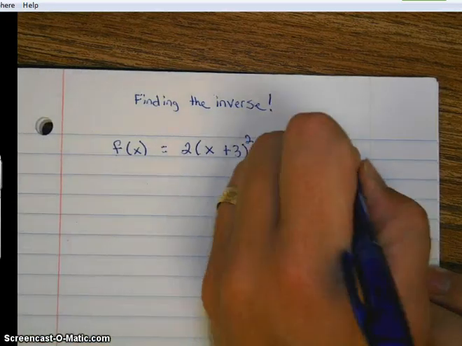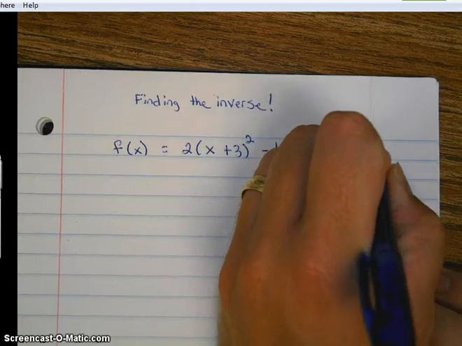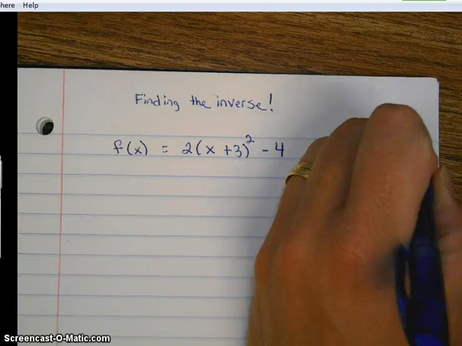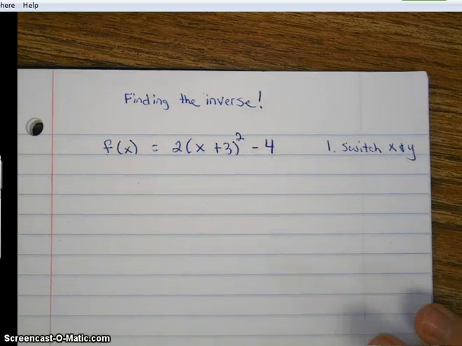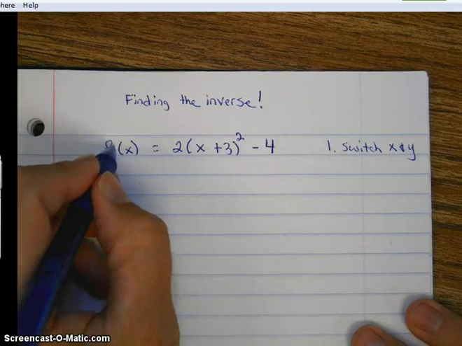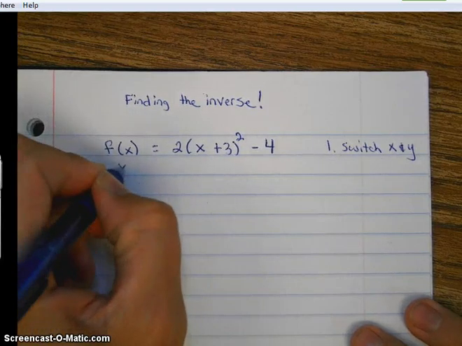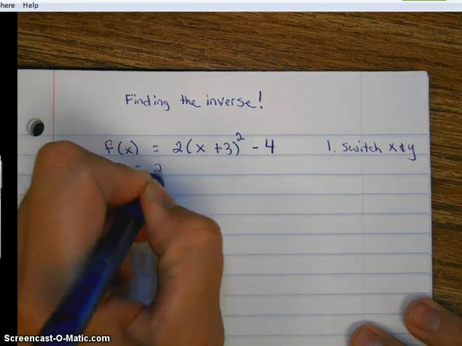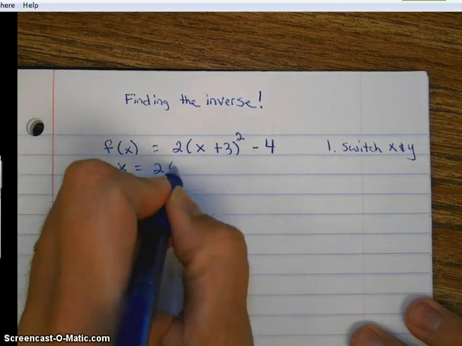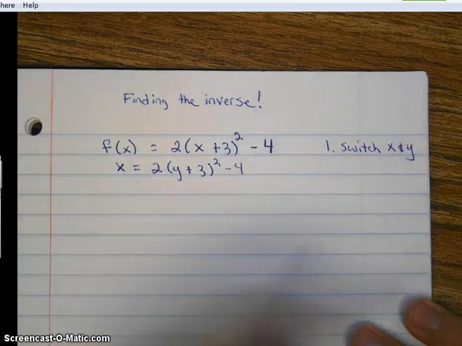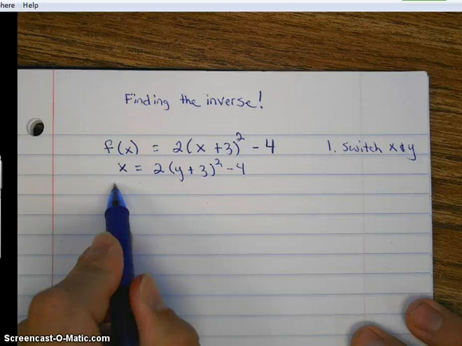The first step is to switch the x and the y. Switch the x and the y. So since f of x represents y, it's going to become x, and x is going to become y. So I switched the x and the y.